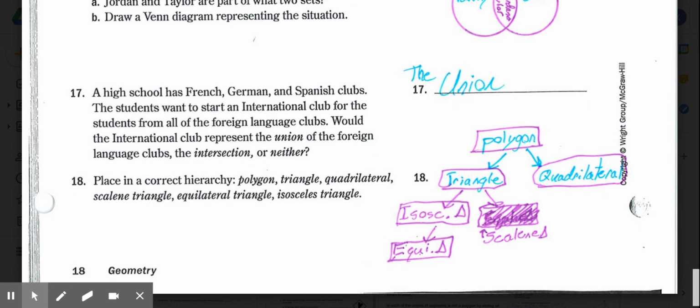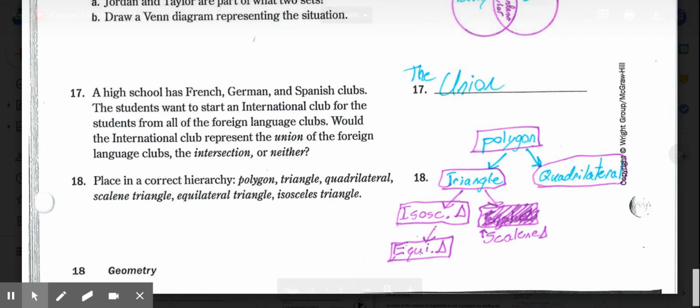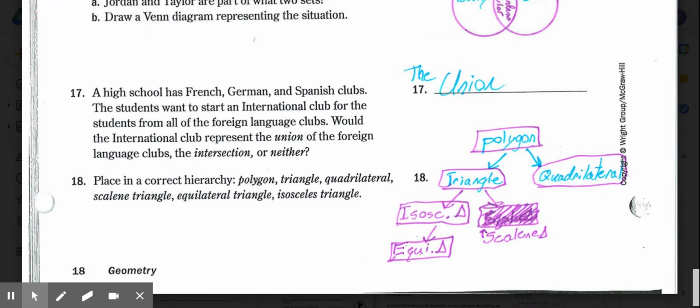In 17, a high school has French, German, and Spanish clubs. Students want to start an international club for the students from all the foreign language clubs. Would the international club represent the union, the intersection, or neither of the foreign language clubs? It would represent the union of those clubs because you simply have to be a member of French, German, or Spanish to be in this international club.